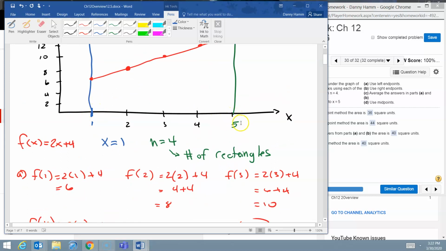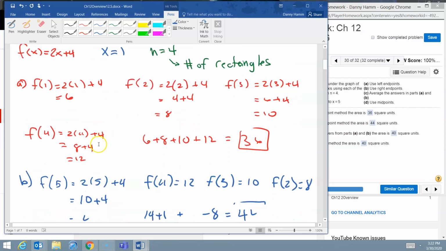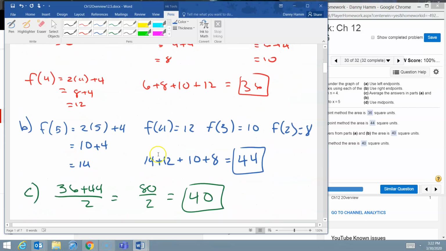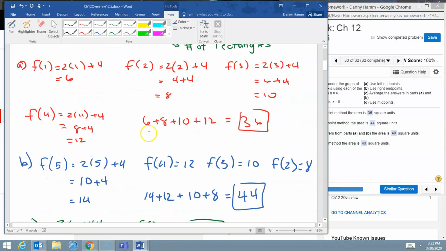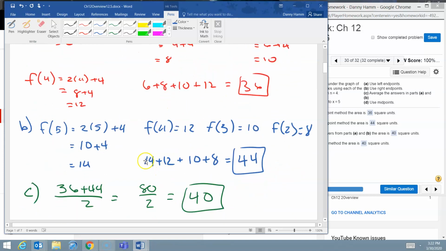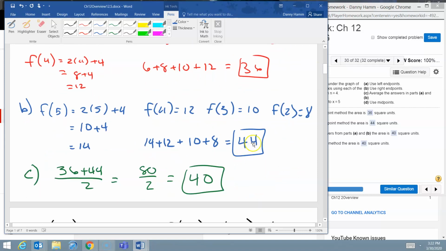So on the furthest right, we start with here, and we exclude the furthest left. And so f of 5 gives us 14. And we've already done the work for f of 4 and f of 3 and f of 10, so I just copy those answers down. And once again, we add those up and we get 44, and that represents the approximation of the area of the curve on the right-hand side as the endpoints.